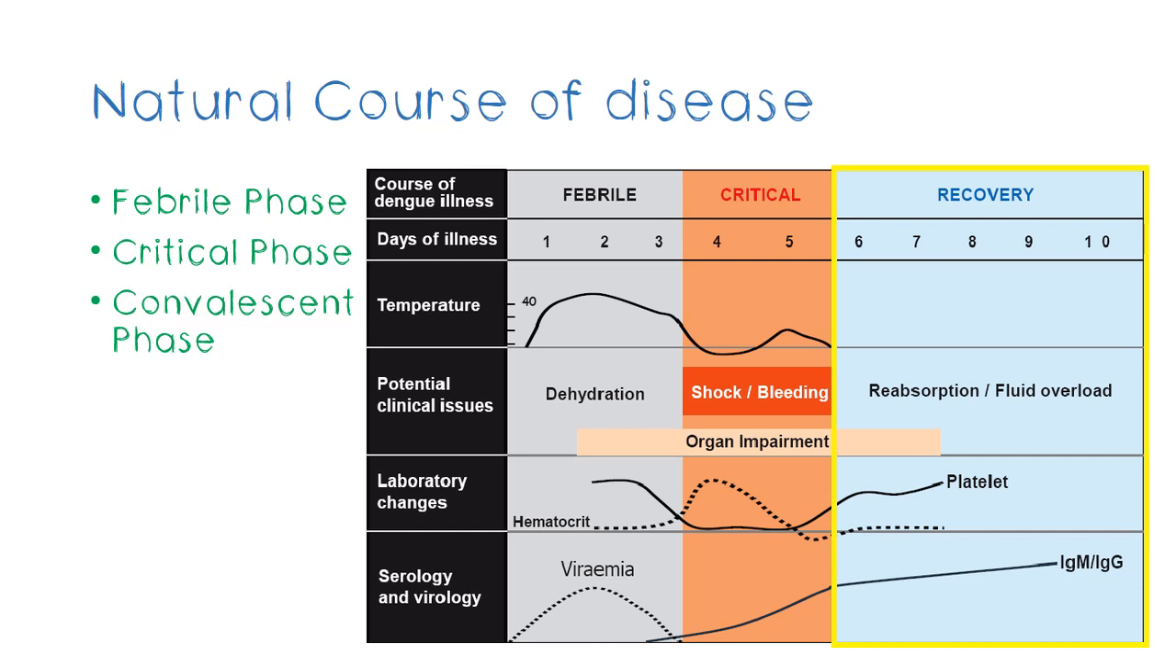The temperature has normalized, and there is fluid reabsorption intravascularly again. The platelet counts start rising, and the hematocrit normalizes, or may even be a bit low due to the reabsorption of fluid. Dengue IgM and IgG steadily increases.